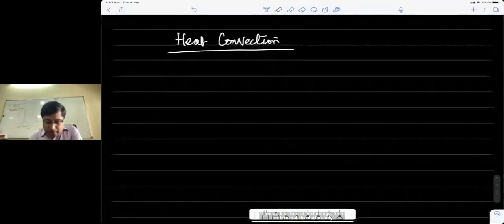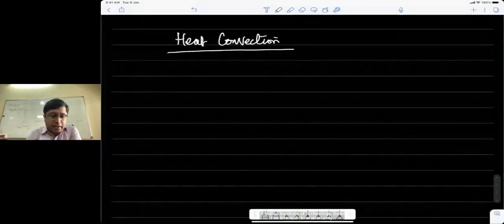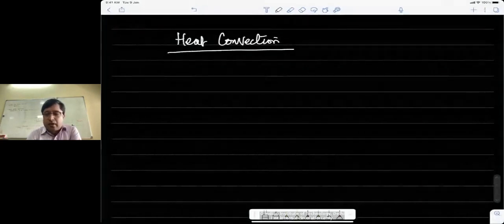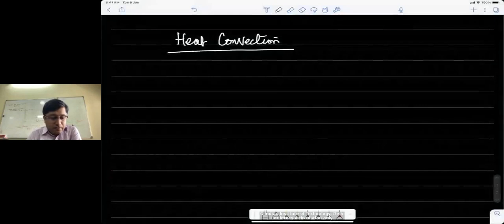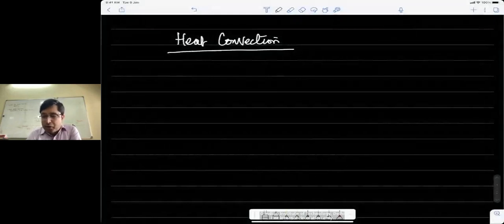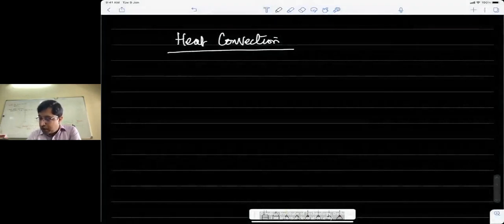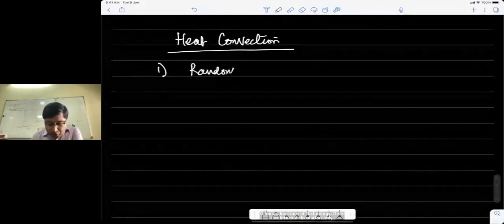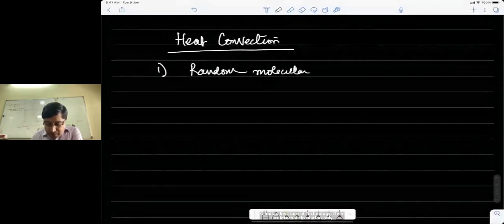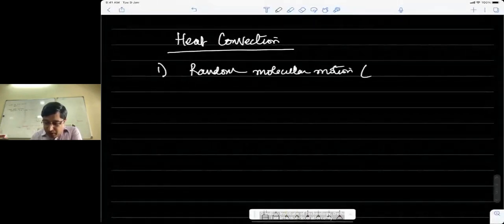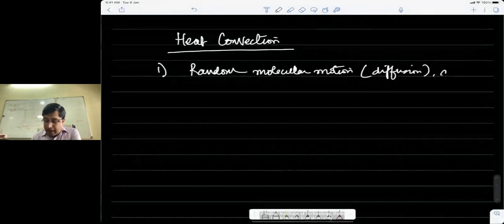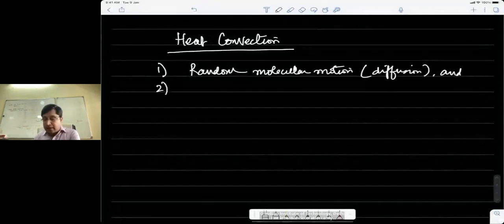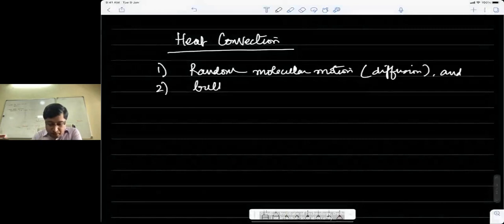So conduction. Remember that I said conduction is a mode of heat transfer that works on the principle of diffusion of energy. So it's a random molecular motion that contributes to conduction. Convection basically has two aspects to it. The first aspect is again random molecular motion, which I call diffusion. So there is a diffusion of energy, and the second contributing factor to convection is bulk fluid motion.